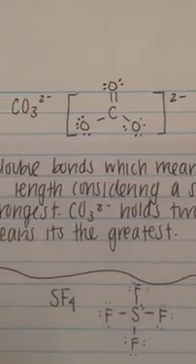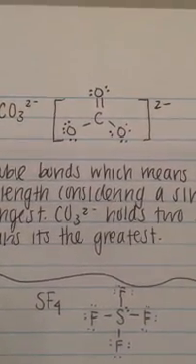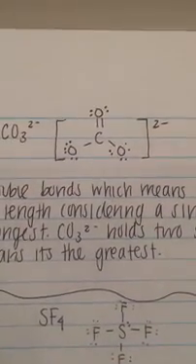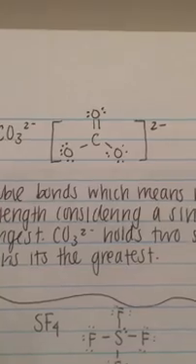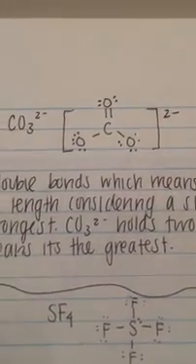And for CO3 2-, it has brackets and then the representation of the charge of 2- around it, and it is like this with two single bonds and one double bond and multiple pairs of valence electrons.